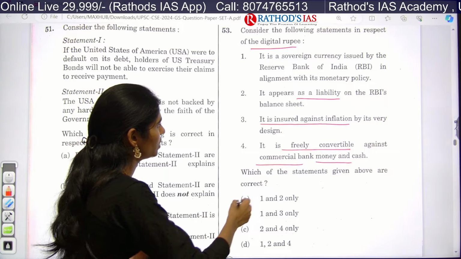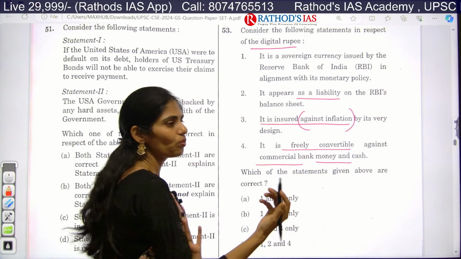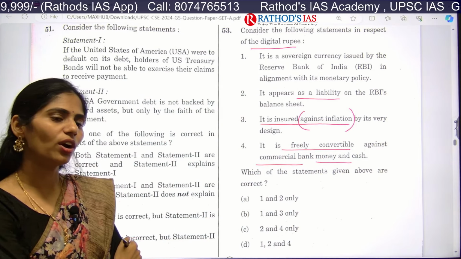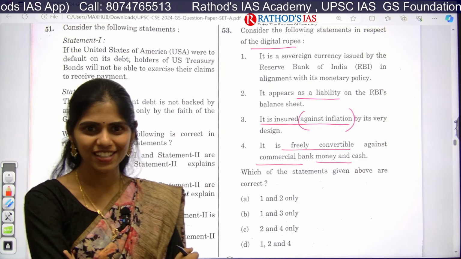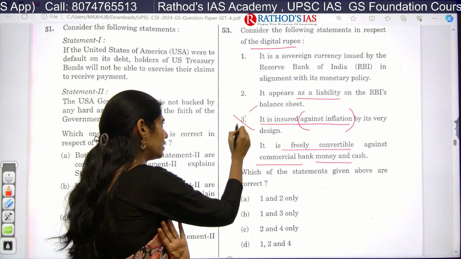So odd statement is they are insured against inflation. So why will they be insured against inflation? They are not like inflation indexed bonds or inflation indexed rupee, right? So because of this, you eliminate this third statement.